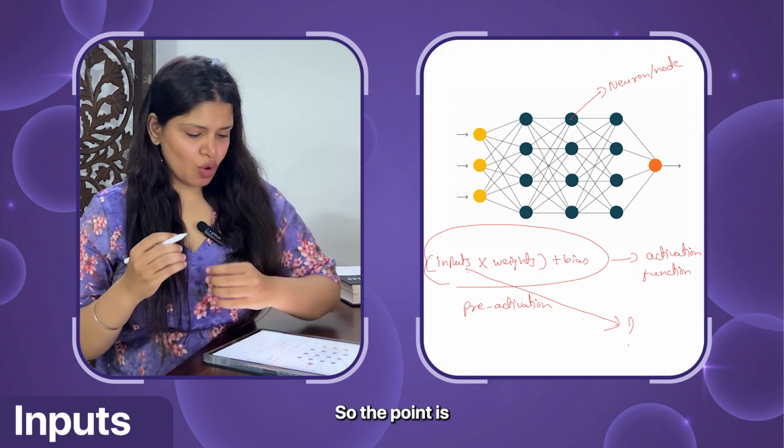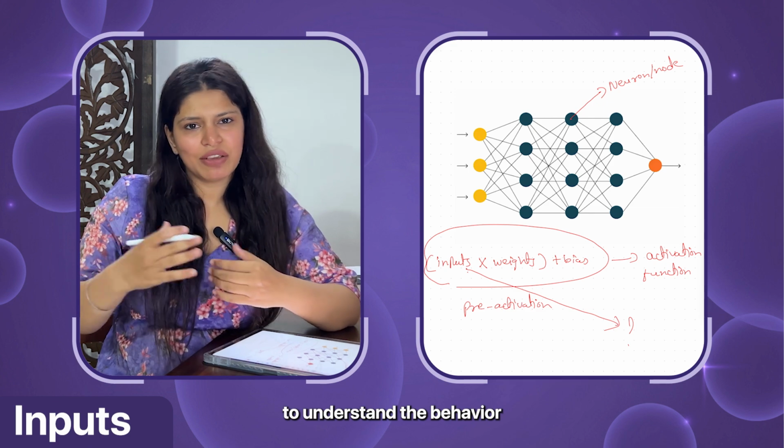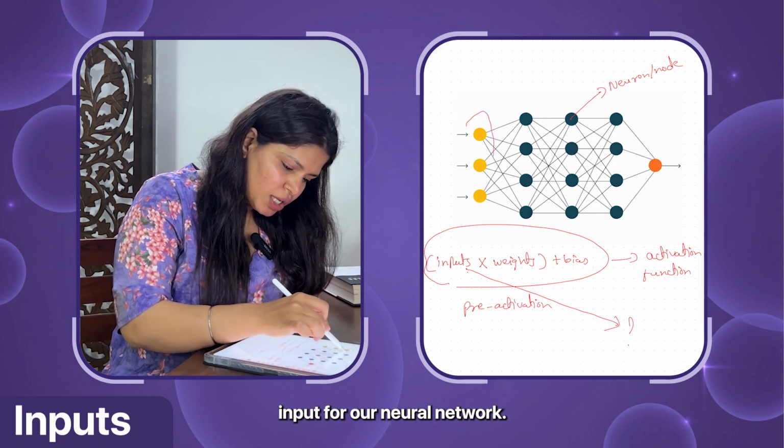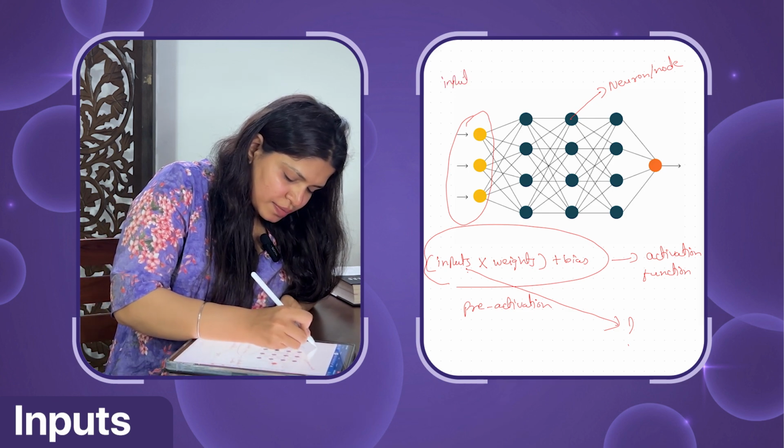So the point is, whatever variables a company is using to try to understand the behavior of its consumers, those variables would be the input for a neural network. This is called an input layer.